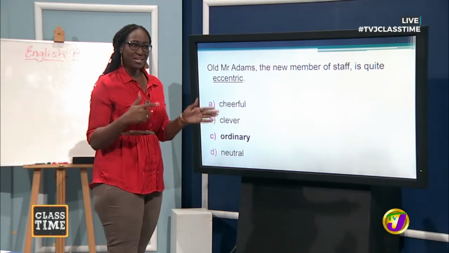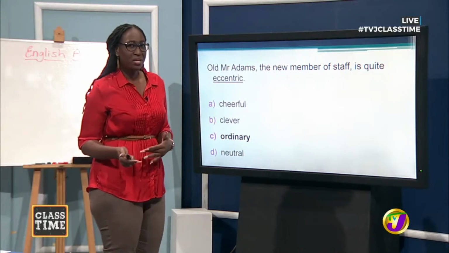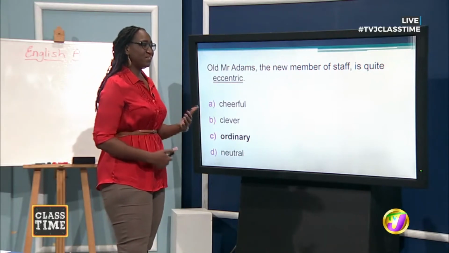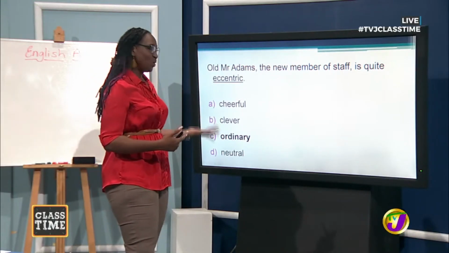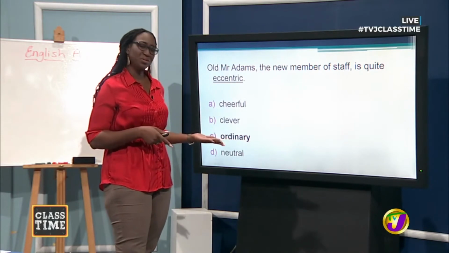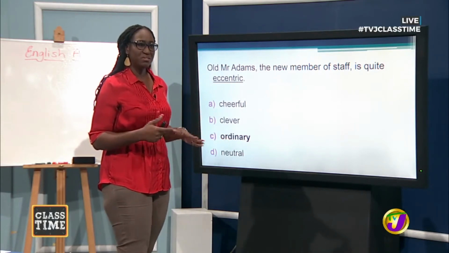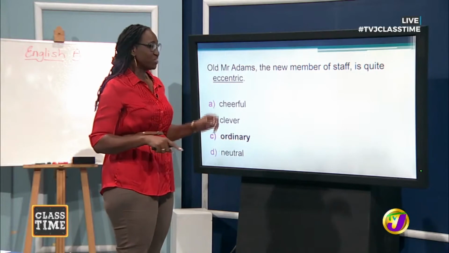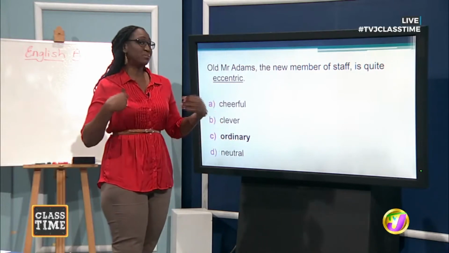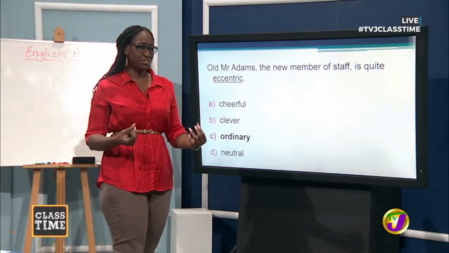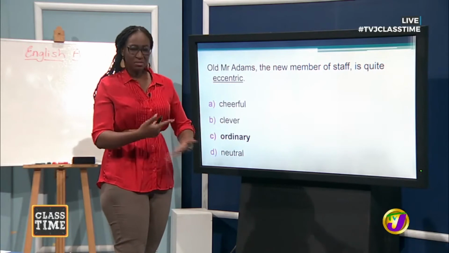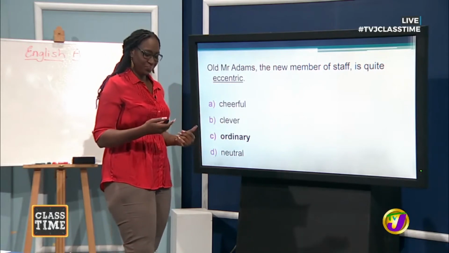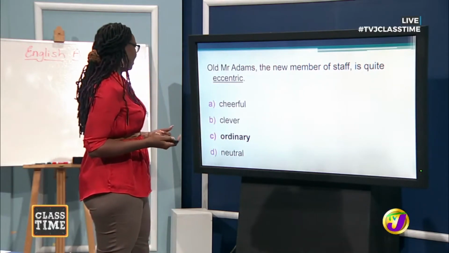Neutral means you're not taking one side or another. So does neutral convey the same idea as ordinary? No, it doesn't. Neutral just means you're unbiased, whereas ordinary means there's nothing outstanding about you, there's nothing different. You're basically the same as everyone else around. All right, our next sentence now.